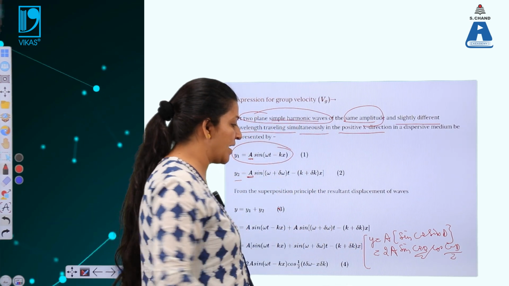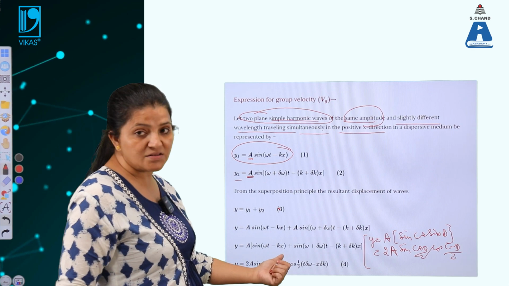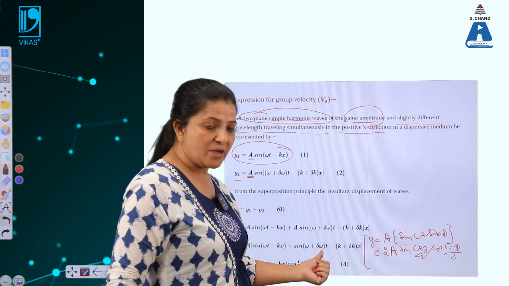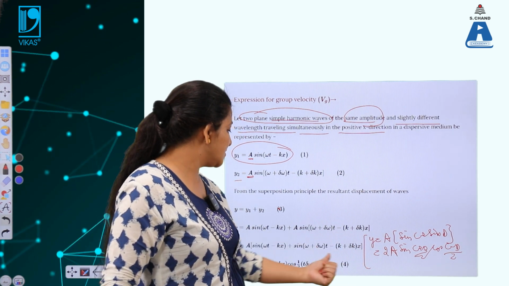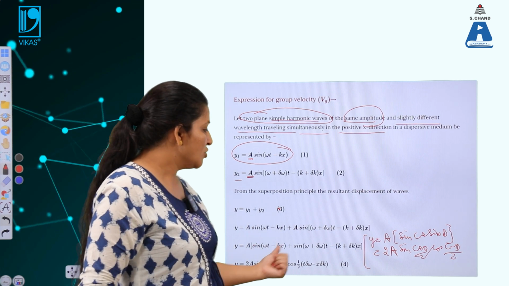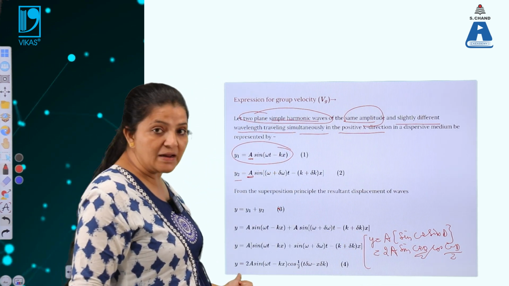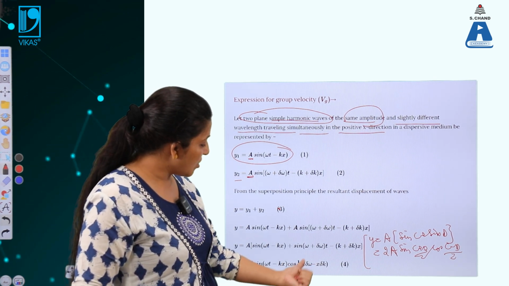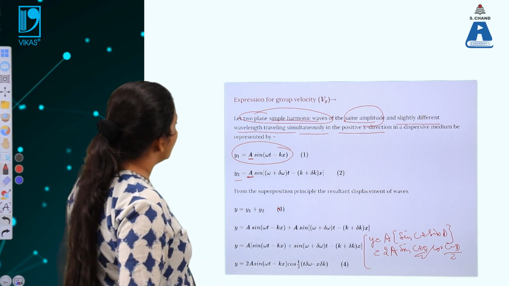So when we apply this formula over here, in this case c is omega t minus kx, and d is (omega plus delta omega) into t minus (k plus delta k) into x. So this is d over here and that is c. When we apply this formula, the resultant amplitude will be equal to 2a sin(omega t minus kx) times the cos of this factor. So now we will get this expression.